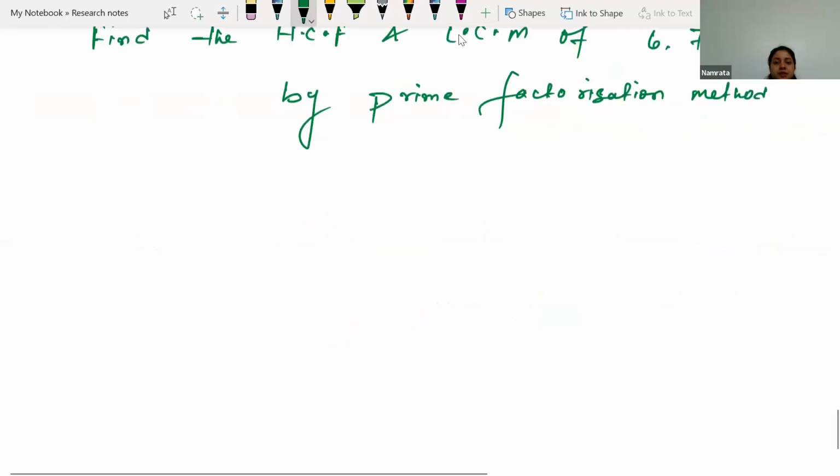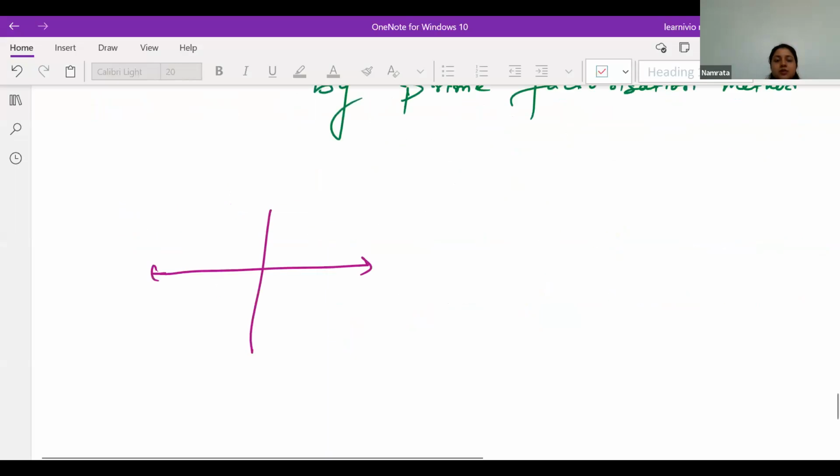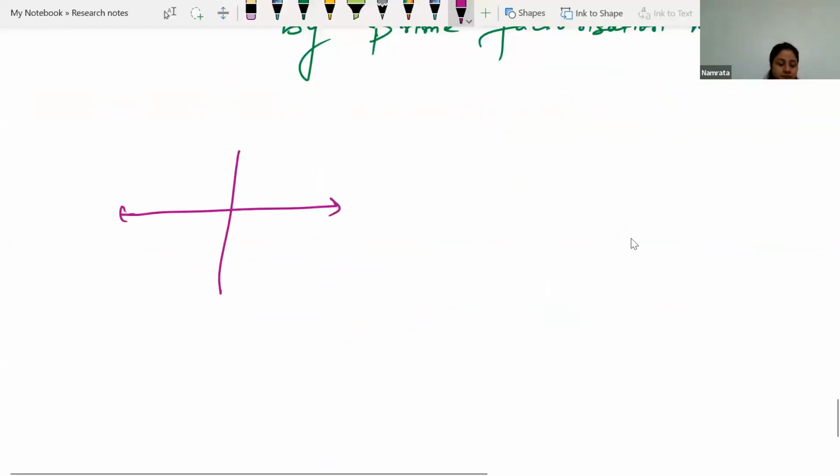Yes, ma'am. Okay. Let's move ahead and let's do a few questions from polynomials. So do you understand the zero? Is it there in the syllabus or not? First tell me. Yes, ma'am. Like zeros of the polynomial. It's there. So if I am drawing a graph like this, how many zeros are there?